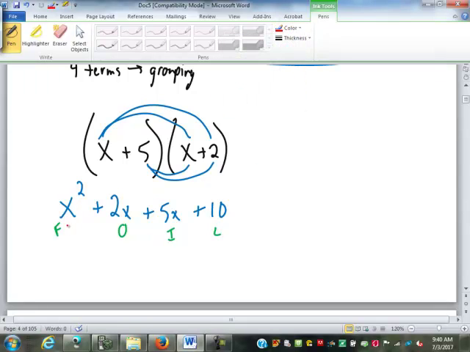And we saw that that first digit, the x squared, just stays x squared. These two are almost always combined. 2x and 5x make 7x. That's my outside and inside together. And then the last digit is just the L, the last, the 10.